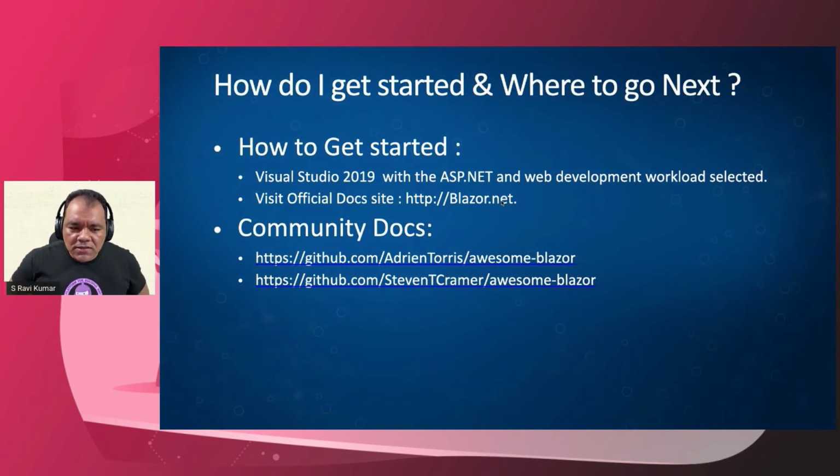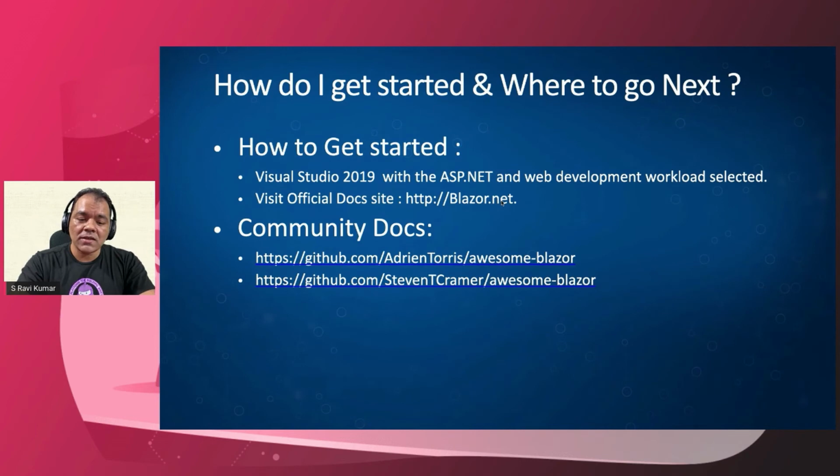So to get started with Blazor, we have Visual Studio 2019. By default, when you install Visual Studio 2019 with ASP.NET, you will have the Blazor projects included in it. And you can visit the official doc site, that is blazor.net. There you can get the step-by-step guide on how to get started with Blazor.